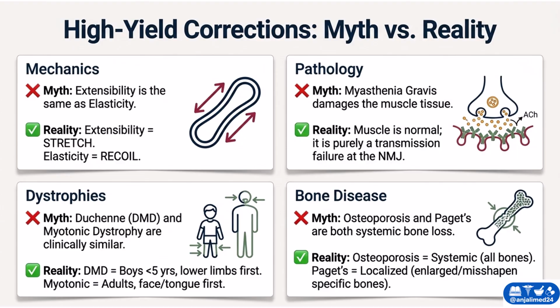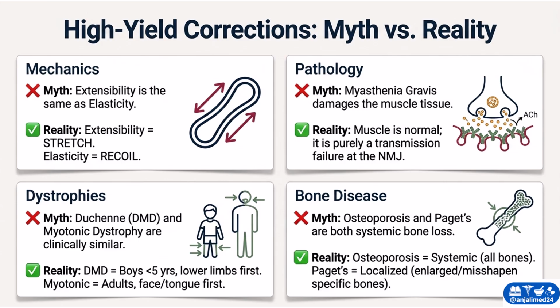High yield corrections: myth versus the reality. Now let's clear up some very important high yield misconceptions often asked in exams. First, mechanics. A common myth says that extensibility and elasticity are the same thing. But that is incorrect. Extensibility means the muscle can stretch. Elasticity means the muscle can recoil and return back to its original shape. Stretch versus the recoil. Remember the difference clearly.